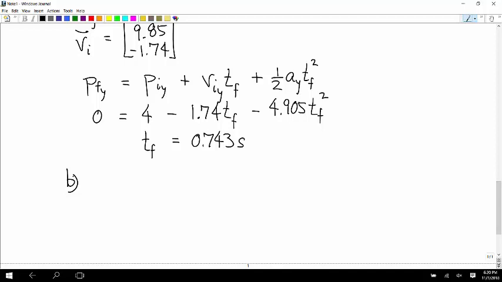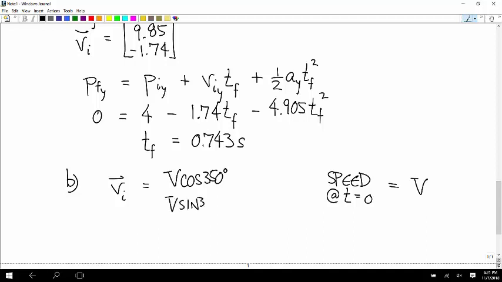Okay, so we'll keep time equals 0 and time initial meaning the same thing. So this time, V initial, what do we know about that? Well, we still know the angle that it's launched from. The angle is still 350 or negative 10 degrees, but we don't know the speed. I'm going to call the speed at time equals 0 capital V. And so the velocity vector is capital V times cosine of 350, capital V times sine of 350. That gives you 0.985 V and negative 0.174 V.